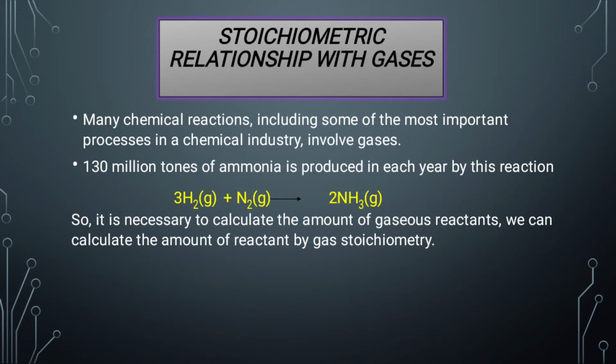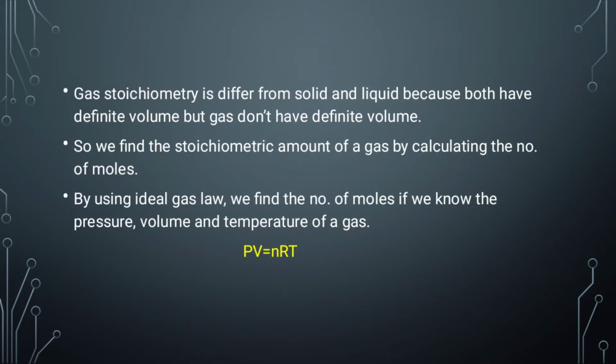130 million tons of ammonia is produced each year by this reaction, H2 reacts with N2 and forms NH3. So it is necessary to calculate the amount of gas reactants. We can calculate the amount of reactants by gas stoichiometry. Gas stoichiometry is different from solids and liquids because both have definite volume but gas does not have definite volume. So we find the stoichiometric amount of gas by calculating the number of moles. By using the ideal gas law, we find the number of moles if we know the pressure, volume and temperature of a gas. So here is the equation: PV = nRT.